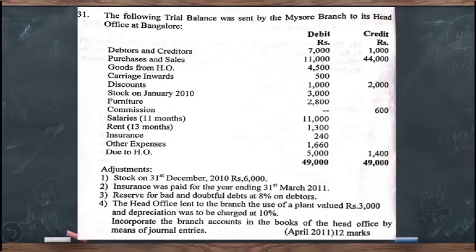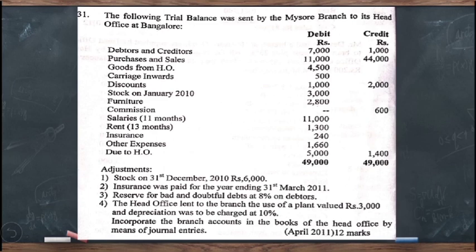Coming to the third question, the following is the trial balance sent by Mysore branch to its head office at Bangalore. In the trial balance, we find debtors 7,000, creditors 1,000, purchases 11,000, sales 44,000, goods from head office, nothing but goods received from head office, 4,500, carriage inwards 500, discount they have given two balances, debit balance as well as credit balance. Debit balance means discount allowed and credit balance means discount received. Okay. Then stock on January 2010, nothing but opening stock amounting to 3,000, furniture 2,800, commission they have given credit balance, nothing but commission received.